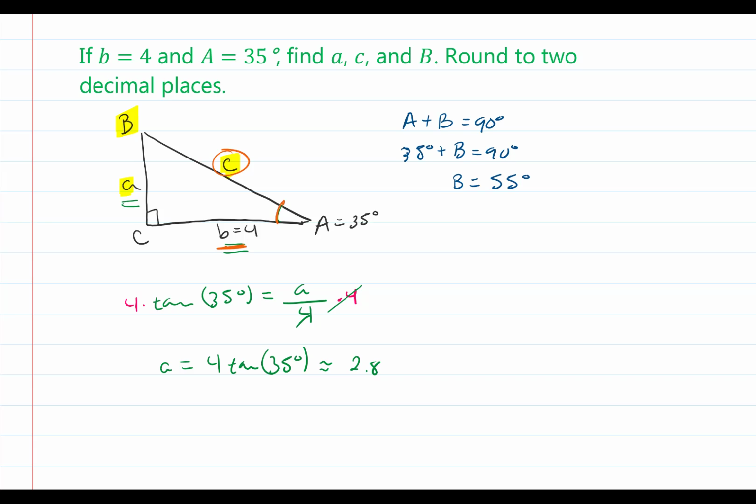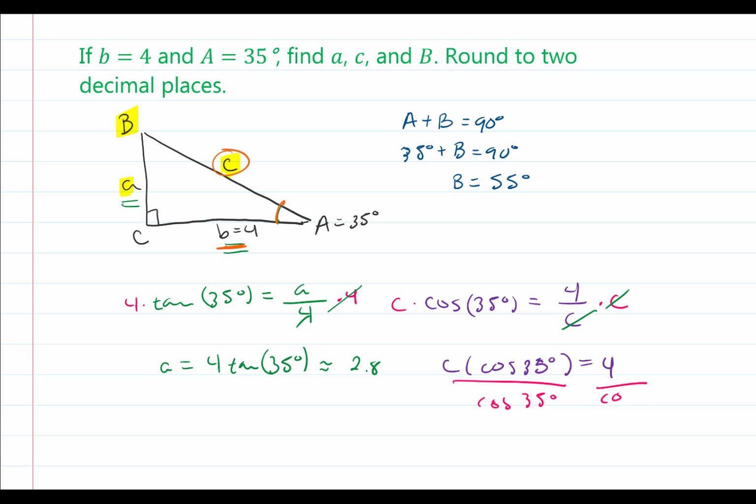Now, that means I'm using the adjacent side, and I'm trying to find the hypotenuse, which means I'm going to use the cosine function. So it'll be cosine of 35 degrees is equal to the adjacent side, which is a value of 4, over the hypotenuse, which is the unknown variable C. I'm now going to go ahead and multiply by C to both sides, and that will cancel out my C on the right side of that equation. This will then give me C times the cosine of 35 degrees is equal to a value of 4. And then finally, I'm going to divide by cosine of 35 degrees to both sides.